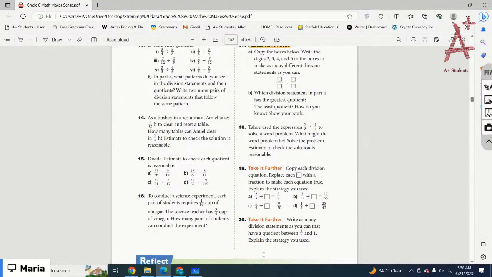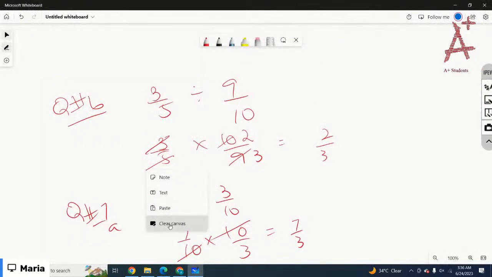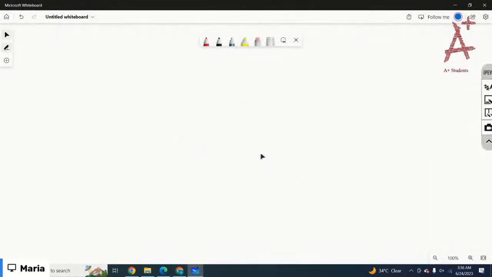And the time he takes to clear one table is 1 by 12. So actually you have to divide 2 by 3 by 1 over 12. Got it? For question number 14, you have to do 2 by 3 divided by 1 over 12. Got it?